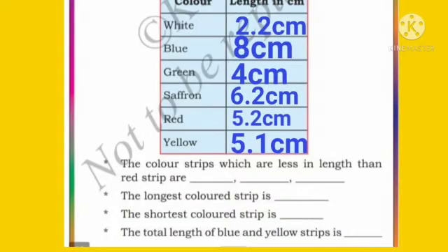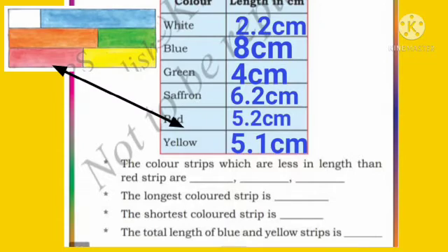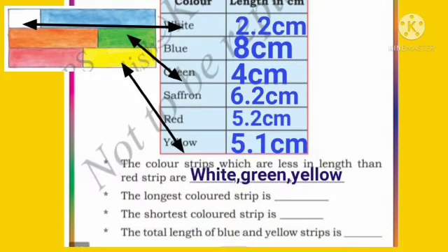Now let us fill in the blanks given on page 76. The color strips which are less in length than the red strip are: the length of the red strip is 5.2 centimeter. Here the white strip is 2.2 centimeter, the green strip is 4 centimeter and the yellow strip is 5.1 centimeter, which all are less in length when compared to the red strip. So now the answer is white, green and yellow.